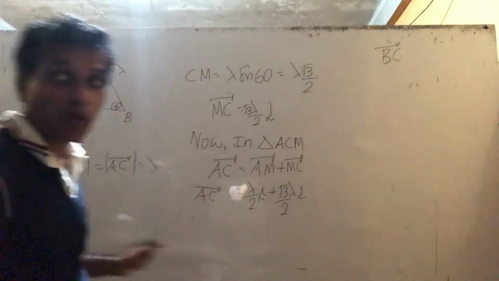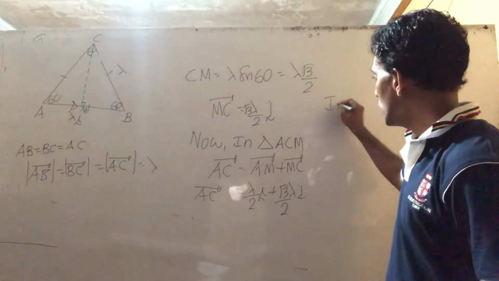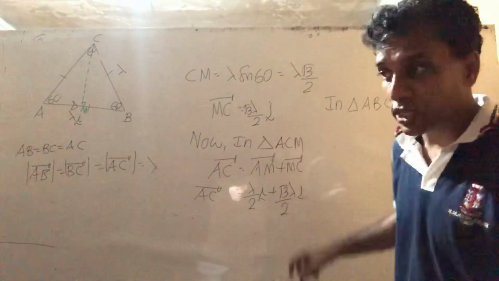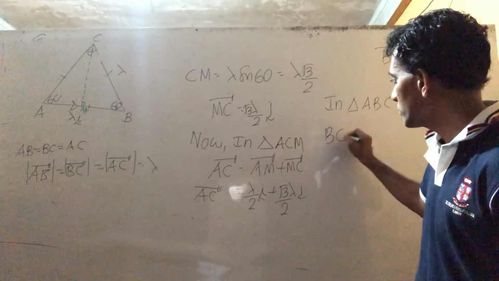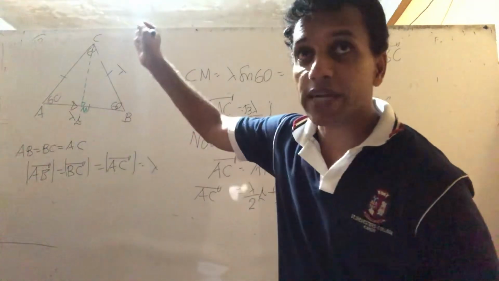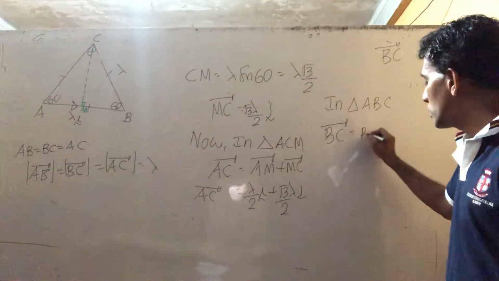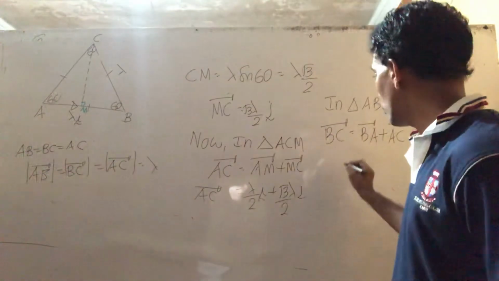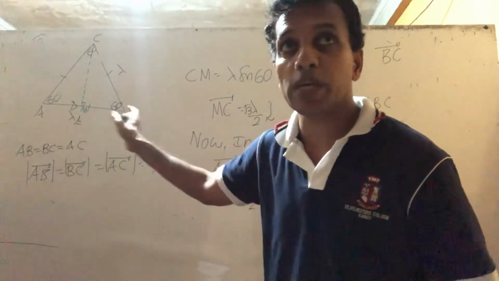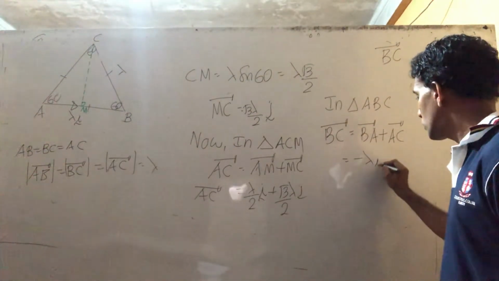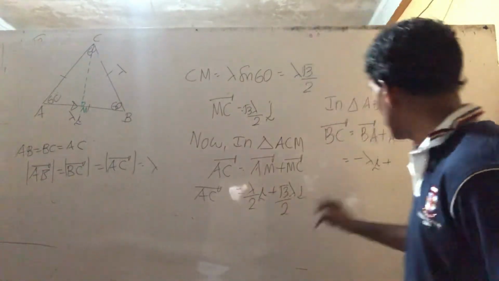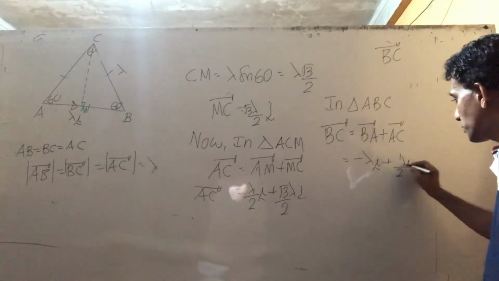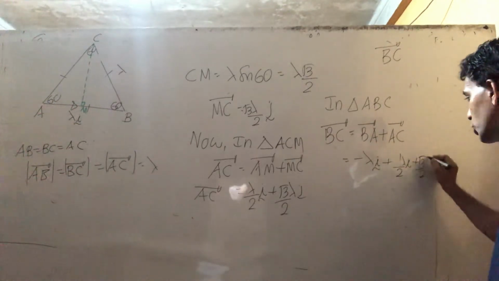Then go to the answer. Take the big triangle ABC. The question is to find the BC, so take BC as the subject. BC vector equals BA plus AC, right? Therefore, what is BA? AB is lambda i, so BA is minus lambda i. AC we found here: lambda by 2, half lambda i, plus root 3 by 2 lambda j.